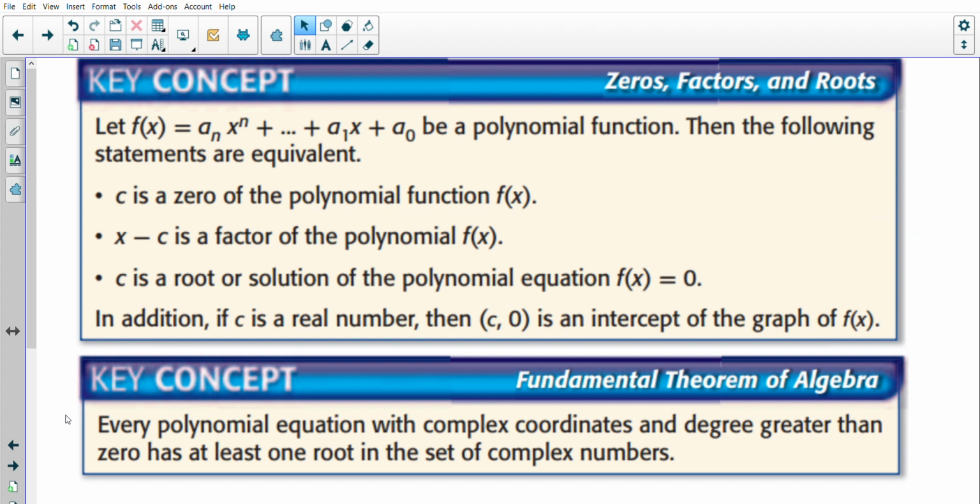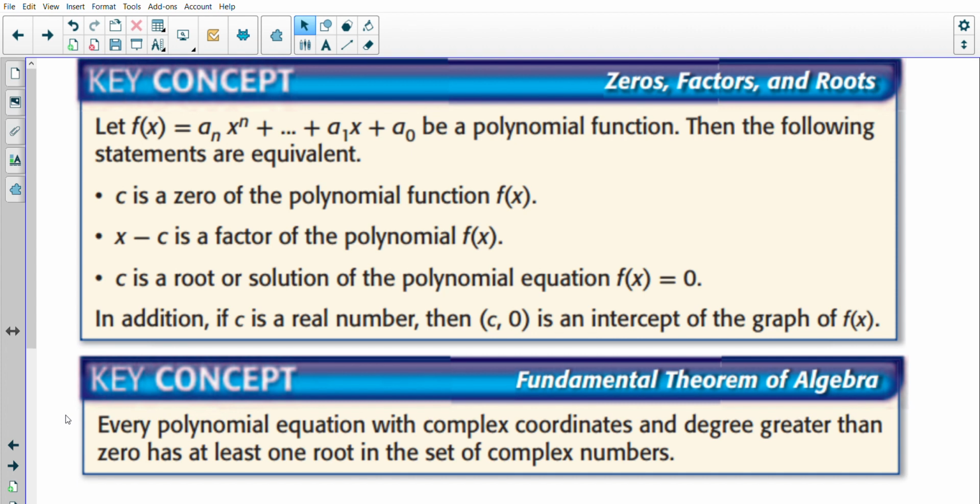Let f of x equal the polynomial function. Then the following statements are equivalent. C is a zero of the polynomial function. X minus c is a factor of the polynomial f of x. C is a root or solution of the polynomial equation f of x equals 0. In addition, if c is a real number, then (c, 0) is an intercept of the graph of f of x. So now we've thrown in zeros, factors, roots, solutions, intercepts. This is all the same thing.